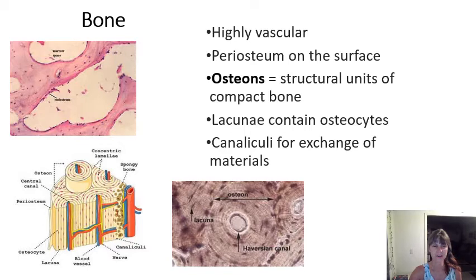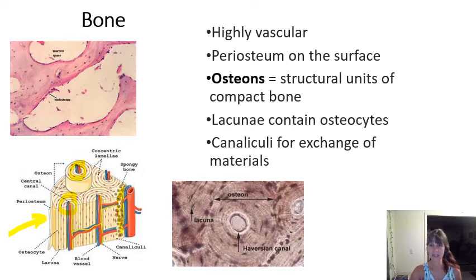On this picture down here on the left, we can see compact bone arranged in these units called osteons. And there is a little bit of spongy bone, which is also referred to sometimes as cancellous bone, on the inside of the shaft of the long bone. We'll look at that a little bit more closely when we actually get to the skeletal system. So osteons are the structural units of compact bone.